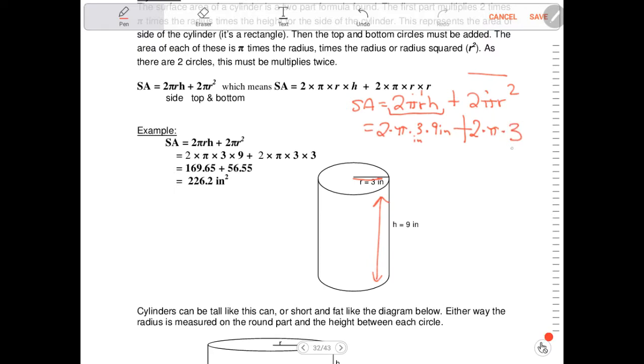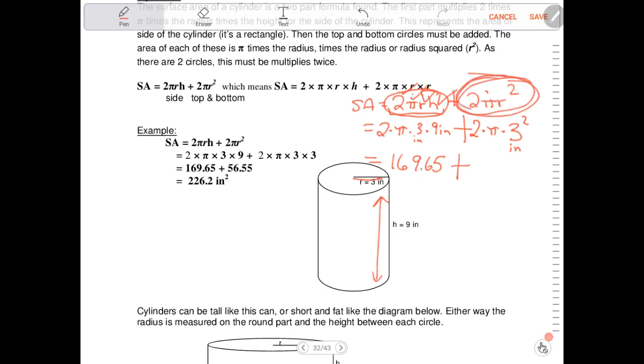So 3 inches squared. The only piece of advice here I'll give you is calculate this side first, write it down, calculate this side separately, and then add them. So if you go 2 times pi times radius times h, that will give you 169.65. Added 2.